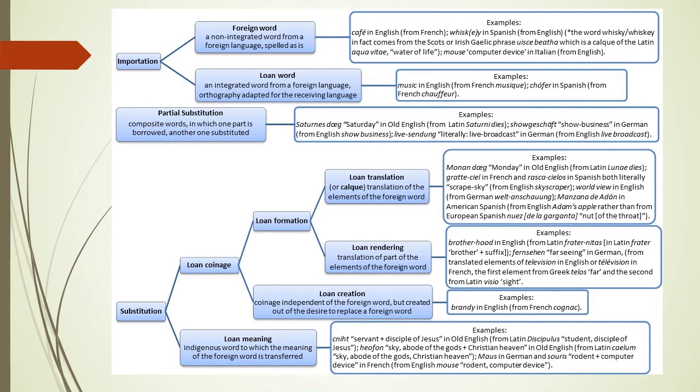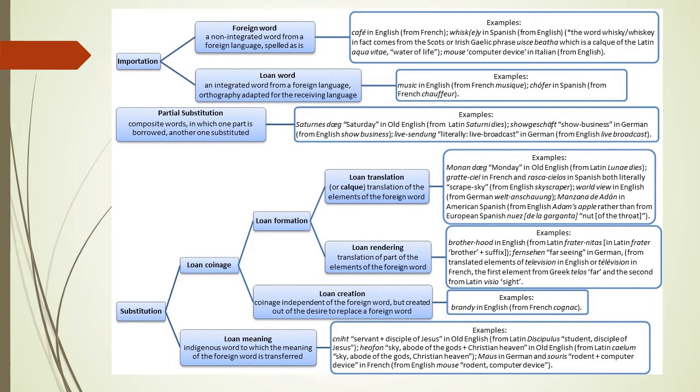You just need to focus on loan words, because the most dominant linguistic borrowing we found in the linguistic landscape of Karachi is the loan words. So we will skim through all the types of linguistic borrowing, but we will give special focus to loan words. First of all, importation has two subtypes. The first is foreign word: a non-integrated word from a foreign language is spelled as is, just like the word whiskey is used in Spanish, and it is a word of the English language.